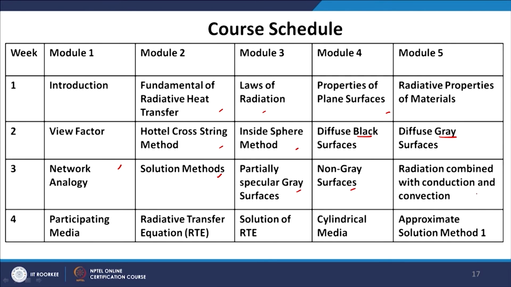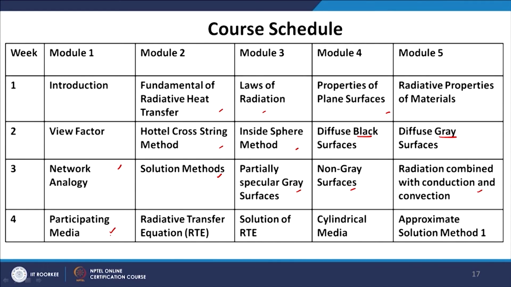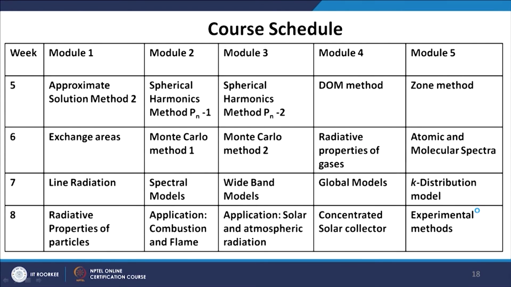We will then go for radiation combined with conduction and convection. This will first focus on the radiative heat transfer between surfaces, and then we will go for radiative heat transfer between gas and surface. So we will discuss the participating media, and we will derive the radiative transfer equation. Then we will discuss the solution methods. First we will cover approximate solution methods: PN spherical harmonics, the discrete ordinate method, and the zone method. We will find exchange areas, and then we will go for statistical methods like Monte Carlo methods.